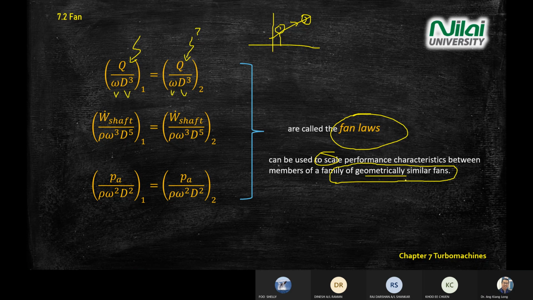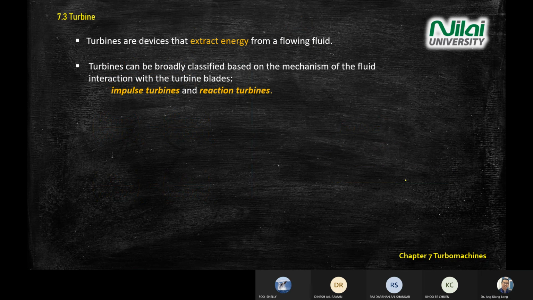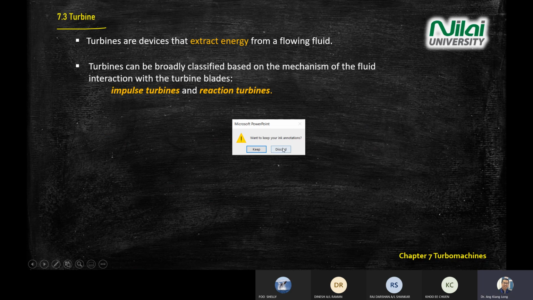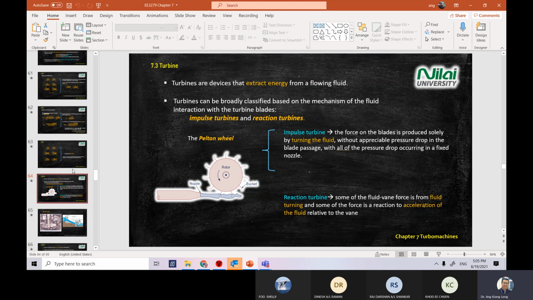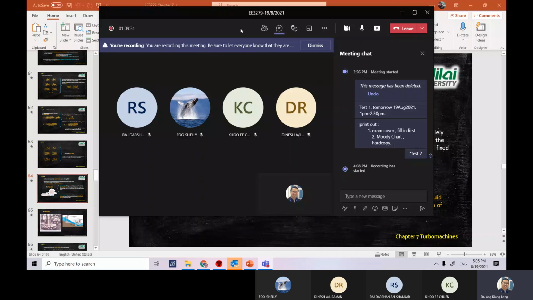Okay. The next one, turbine. Yeah, turbine, okay. We go for a few more slides, then we call it a day. Let me check how many slides we have. Okay, I think we stop here. We go for a short break for turbine. Okay, I think we have a few more slides to go. All right, let me stop the recording.